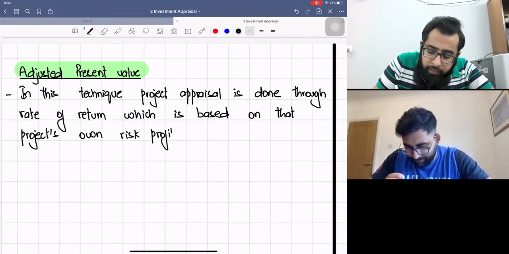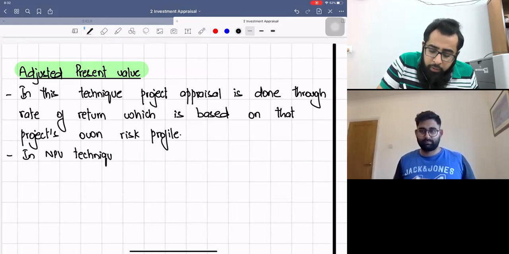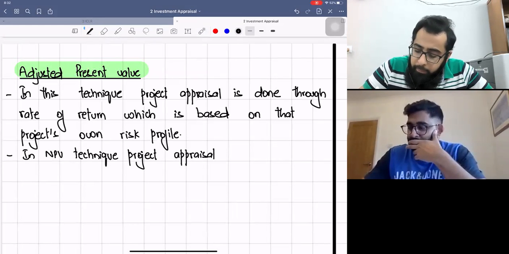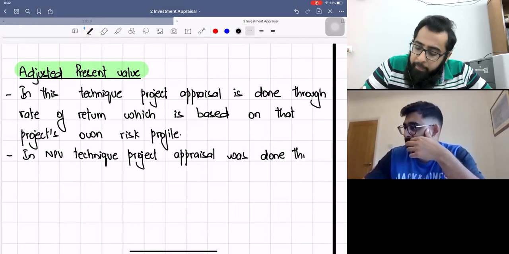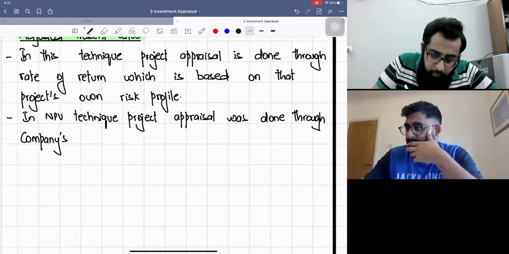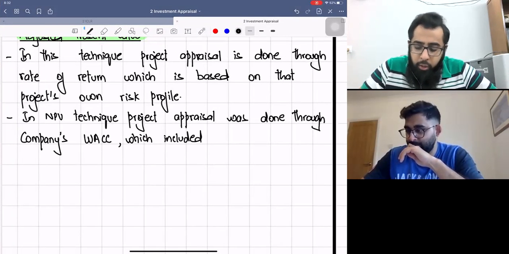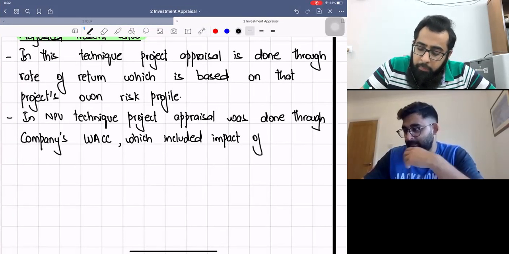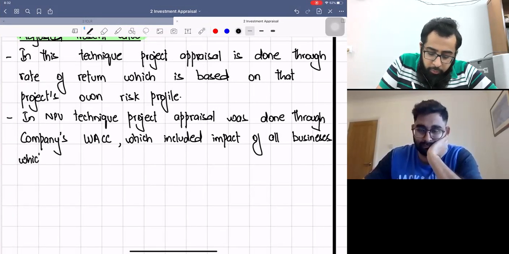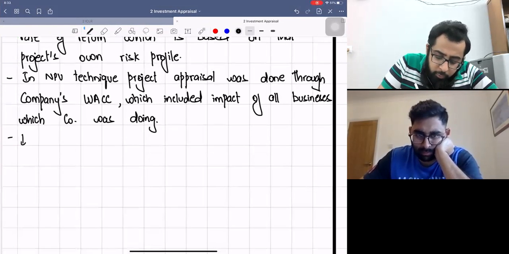In the NPV technique, project appraisal was done through the company's WACC, which included the impact of all the businesses which the company was doing. I hope that you are getting the point. Okay. Now, in contrast, the APV technique assumes a different approach.